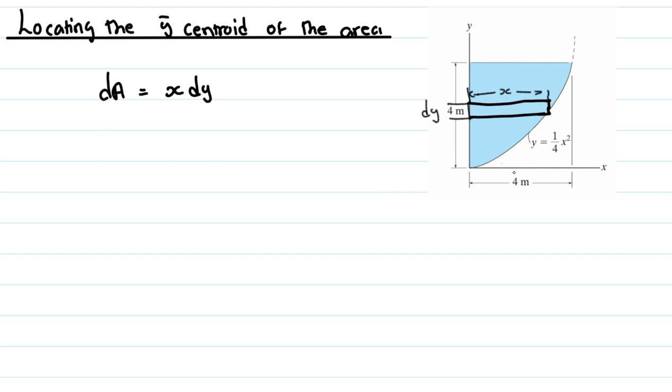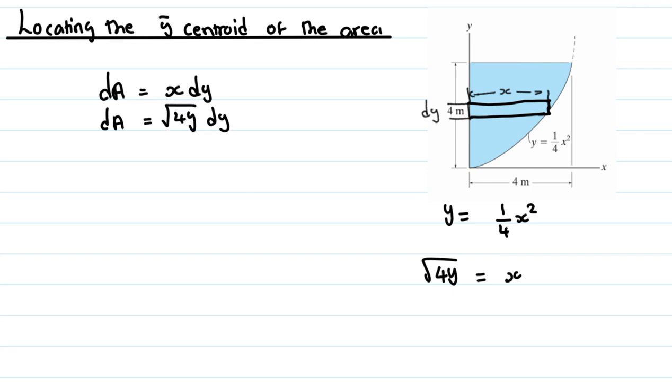We are given the equation for the graph: y is equal to 1 over 4 x squared. What I have to do now is make x the subject of the formula. So I'm going to multiply both sides by 4, so I have 4y is equal to x squared. I can take the square root of both sides, and then x is equal to the square root of 4y. So now I have dA is equal to the square root of 4y dy.